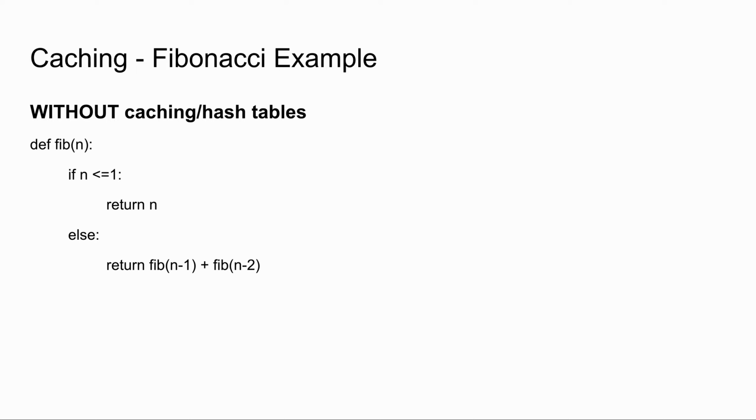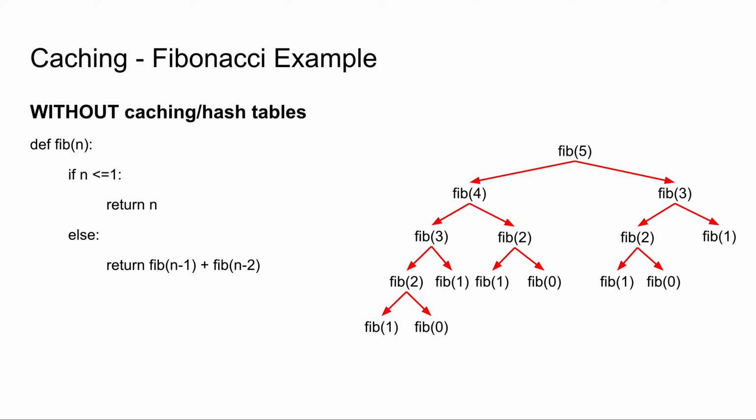results. If we want to visualize the function calls to find the fifth Fibonacci number, it would look something like this. Each node branches off into more nodes until we reach a call on 0 or 1 at the bottom. This is unfortunately O of 2 to the n, which is exponential time.